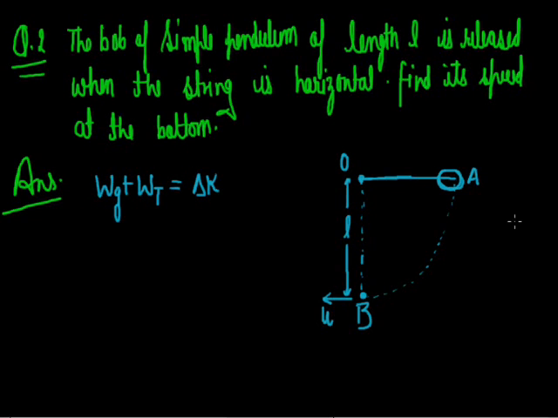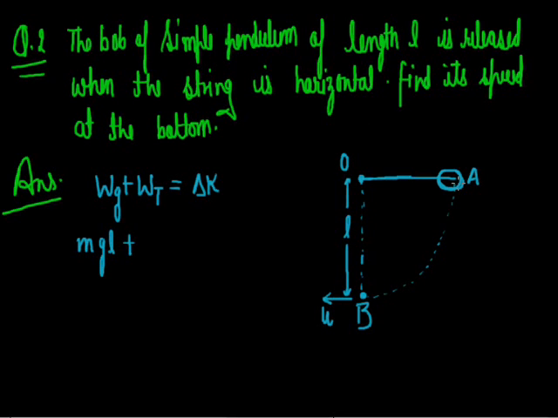Now work done by gravity. When the bob of the simple pendulum comes from A to B, the gravitational force acts in the downward direction, and its displacement from A to B is L. So we can write mgL.